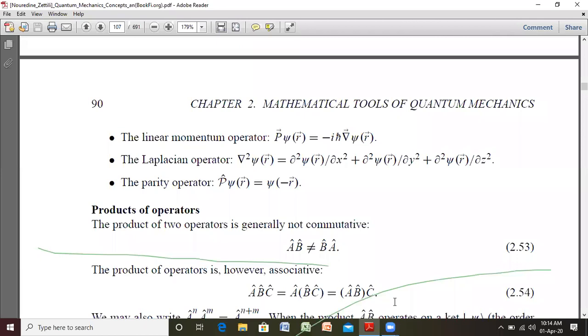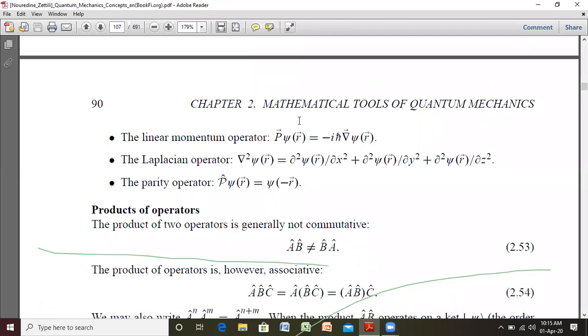So in three dimensions, the momentum operator is equal to minus i h-bar into del. This del operator multiplied by minus i h-bar is equal to the momentum operator. So p psi is equal to minus i h-bar del into psi. So this is the equation for the momentum operator.